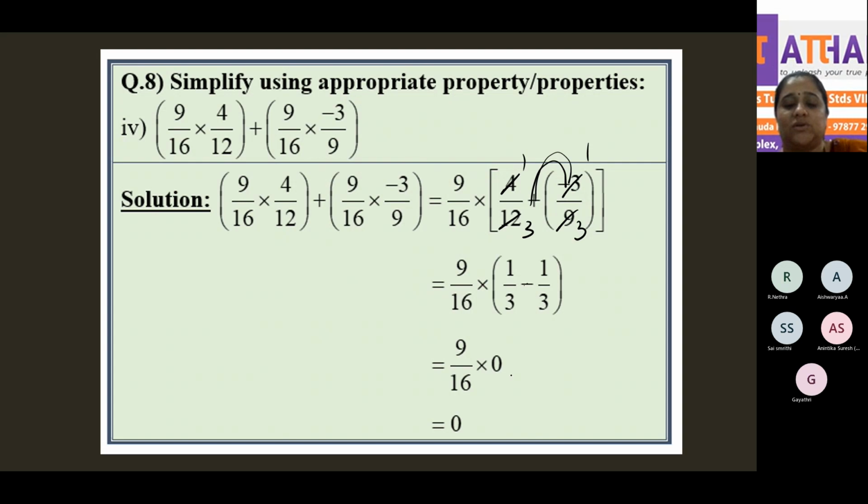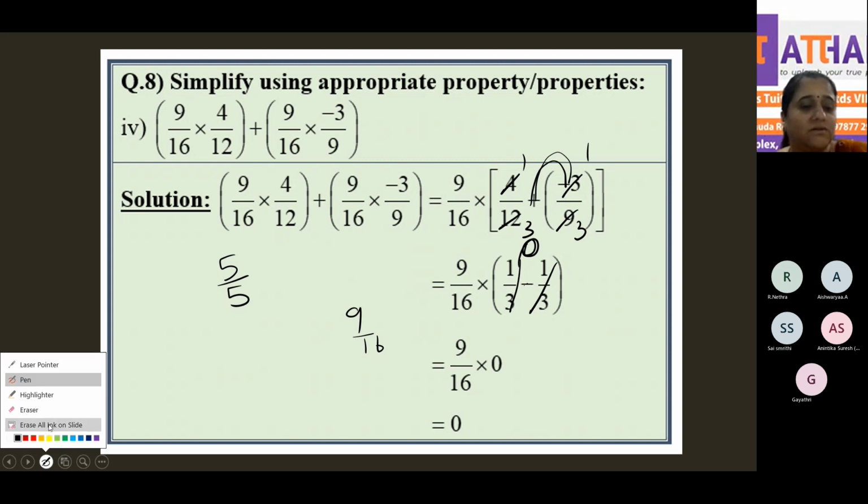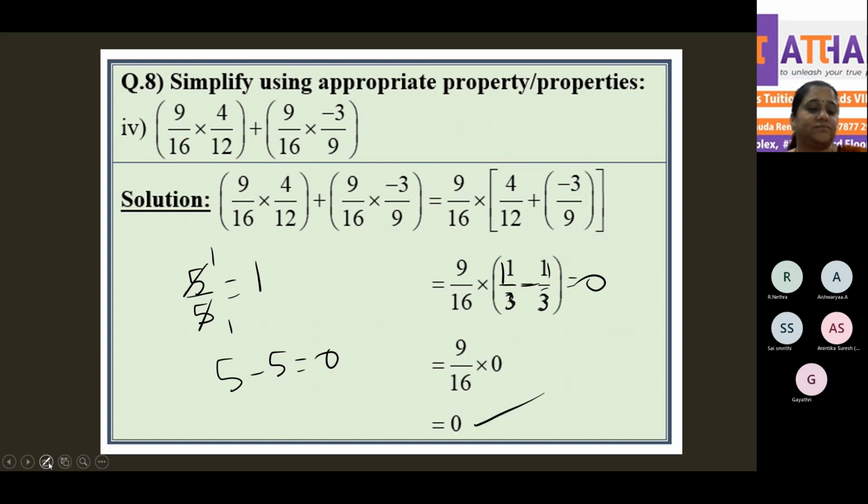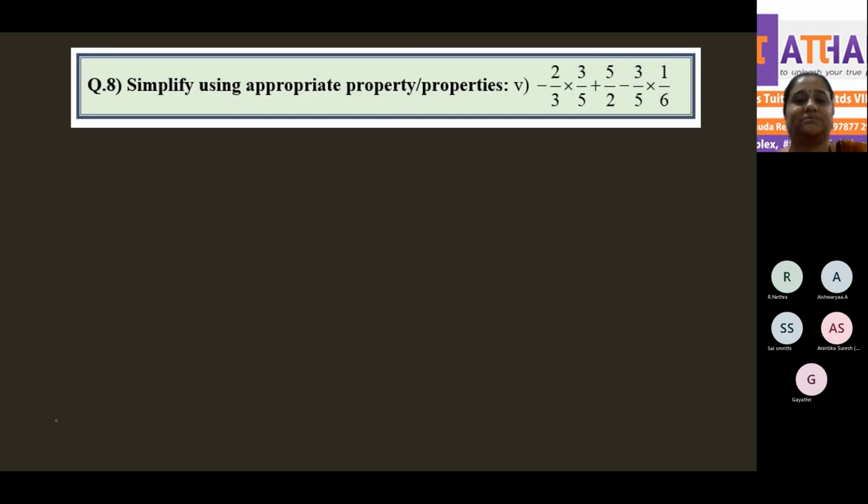So 9 by 16 into 0. By mistake, don't write 9 by 16. It is 0. See, 1 by 3, 1 by 3, they get cancelled, so there's nothing. It is 0. 5 by 5 is 1, when it is 5 divided by 5, but 5 minus 5 is 0. Similarly, 1 by 3 minus 1 by 3 is 0. So 9 by 16 into 0 is 0. This is the next one.